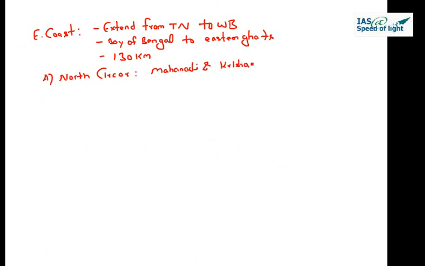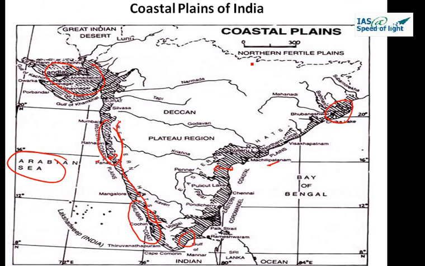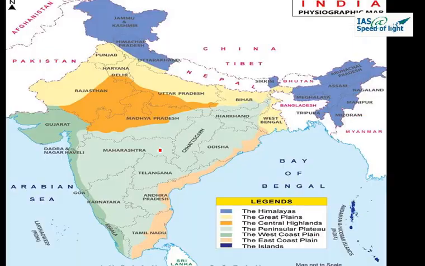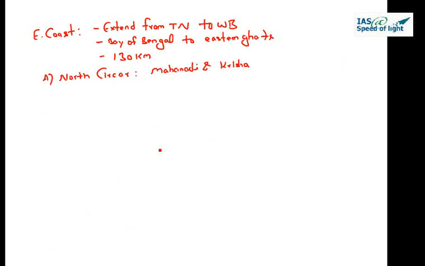We can see in the map here, this Northern Circars region, it is between the river Mahanadi and Krishna. The second division is the Utkal plains or the Orissa plains. Utkal Plains or the Odisha coast.